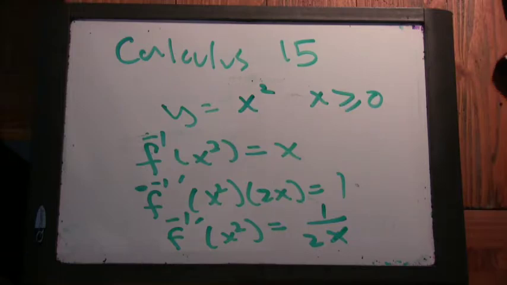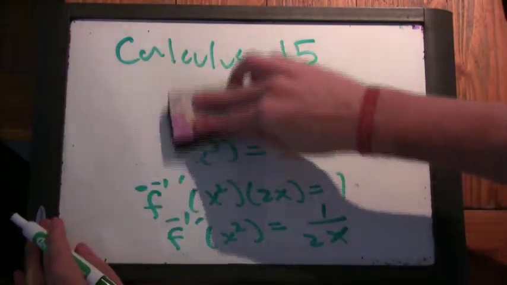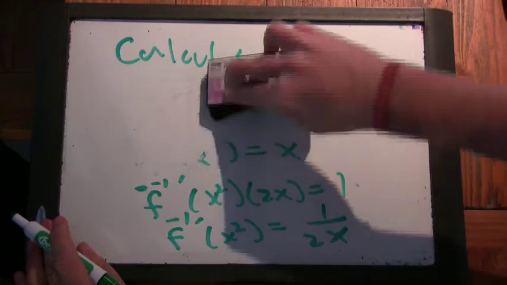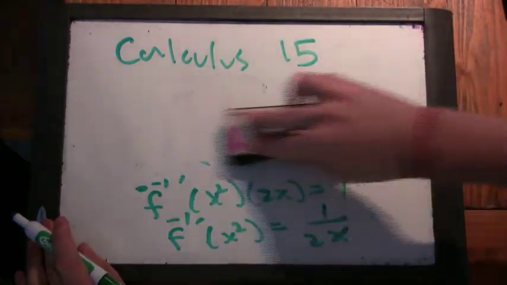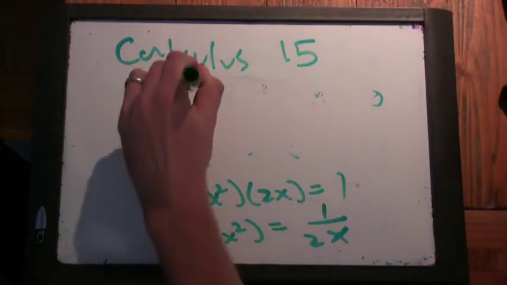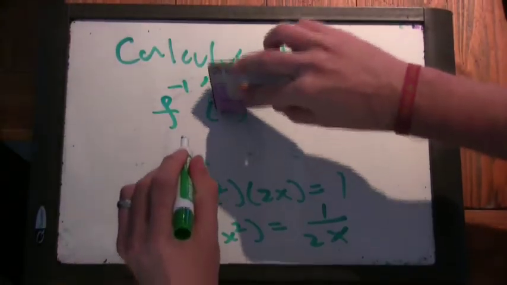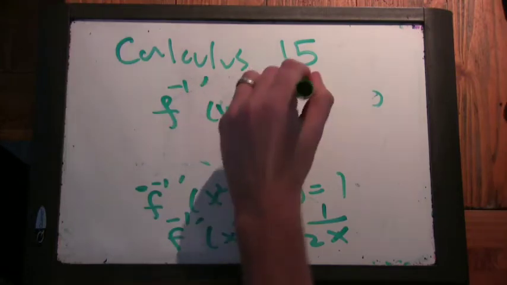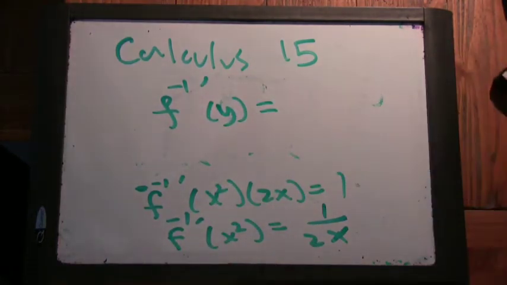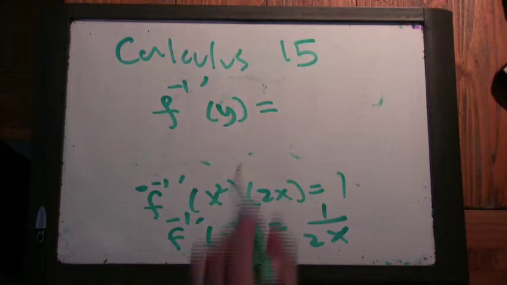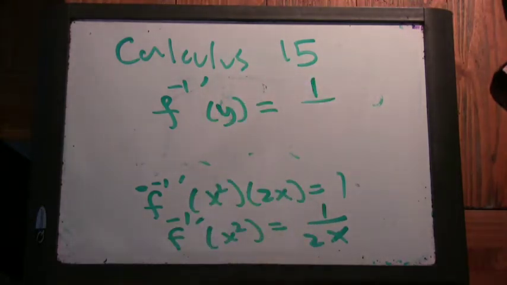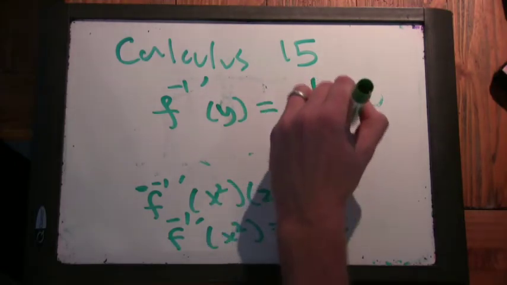Right? So what would that say about the derivative of the inverse function, f inverse prime, at x squared, for some random input y? It should equal what? We know f inverse prime of x squared is 1 over 2x. So we have 1 over 2 root y.